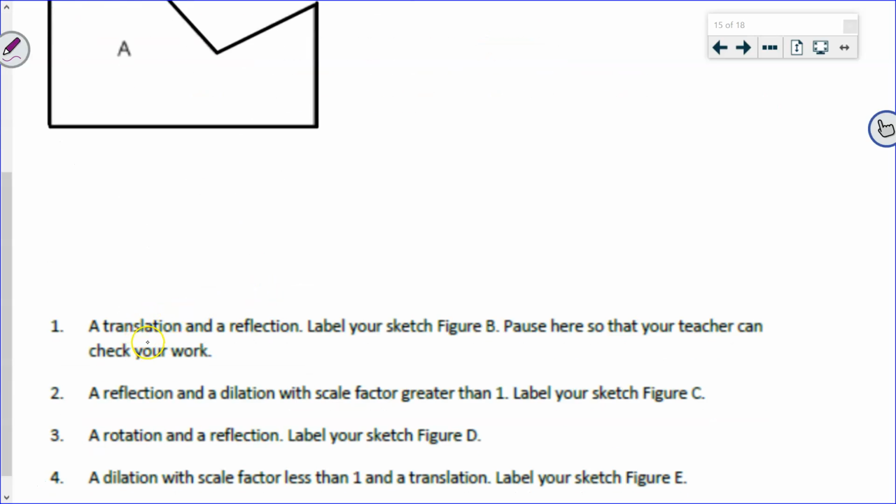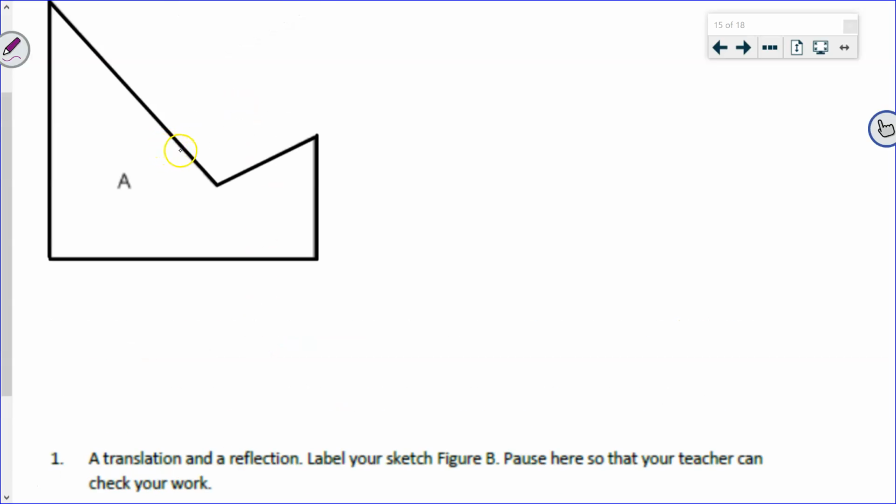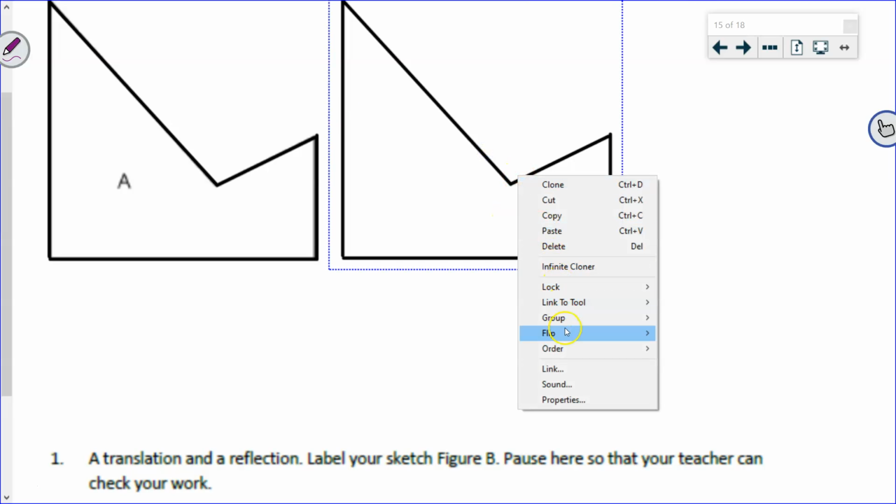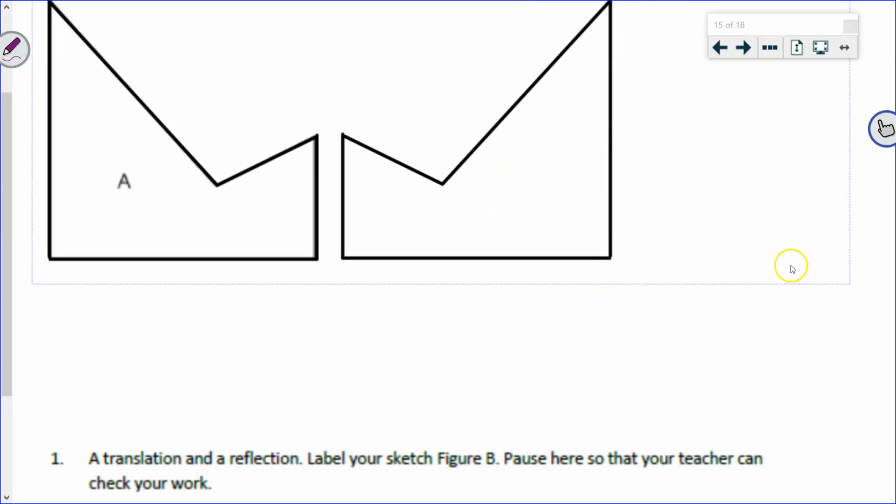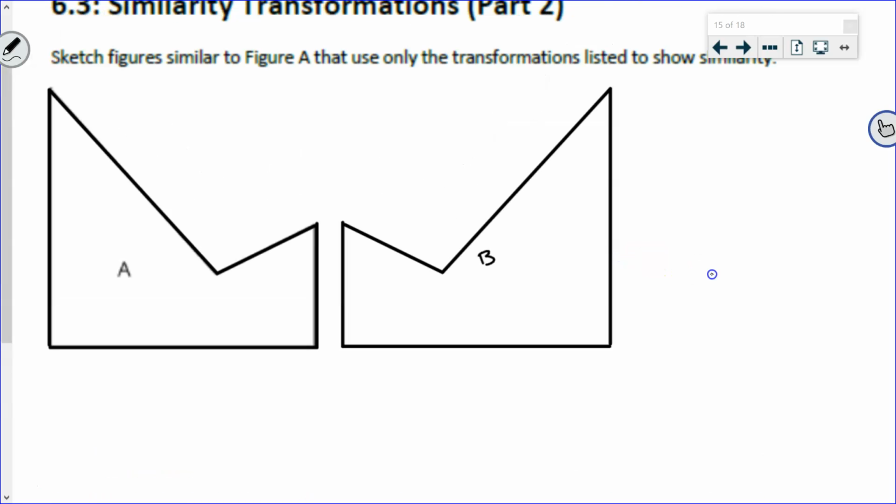In this first one, it says a translation and a reflection. So if I take this figure and I translate it, and then I reflect it, have I produced a similar figure? Yeah, because I've done a reflection, which is good, and I've done a translation, which is good. I'm going to label that B. When you do this on your own, you would sketch something that looks like that. Perhaps you reflected it down, perhaps you reflected it a different way. But we can do a reflection and a translation, and your sketch should look relatively the same.